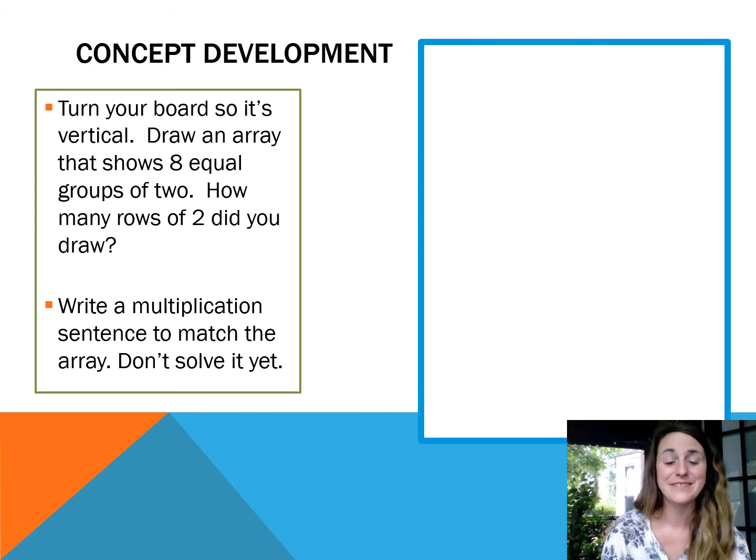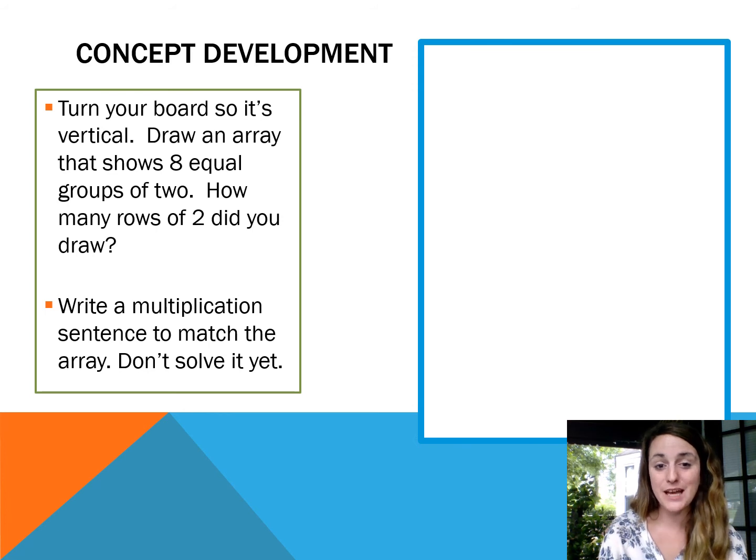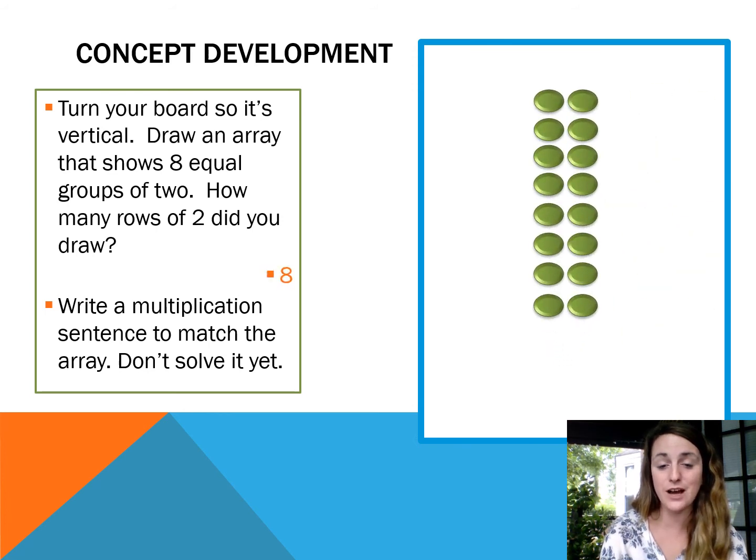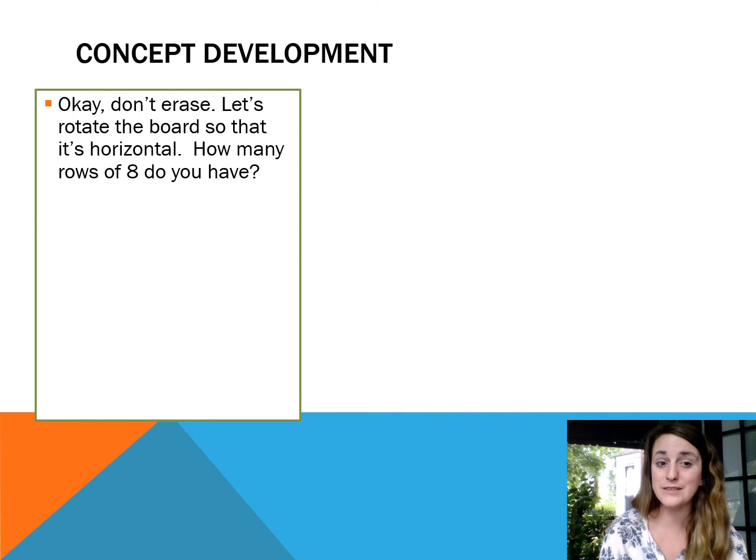Let's draw an array that shows 8 equal groups of 2. How many rows of 2 did you draw? You would draw 8 groups of 2. Let's write a multiplication sentence to match the array. Don't solve it yet. 8 times 2. Okay, don't erase. Let's just rotate the board so that it's horizontal.